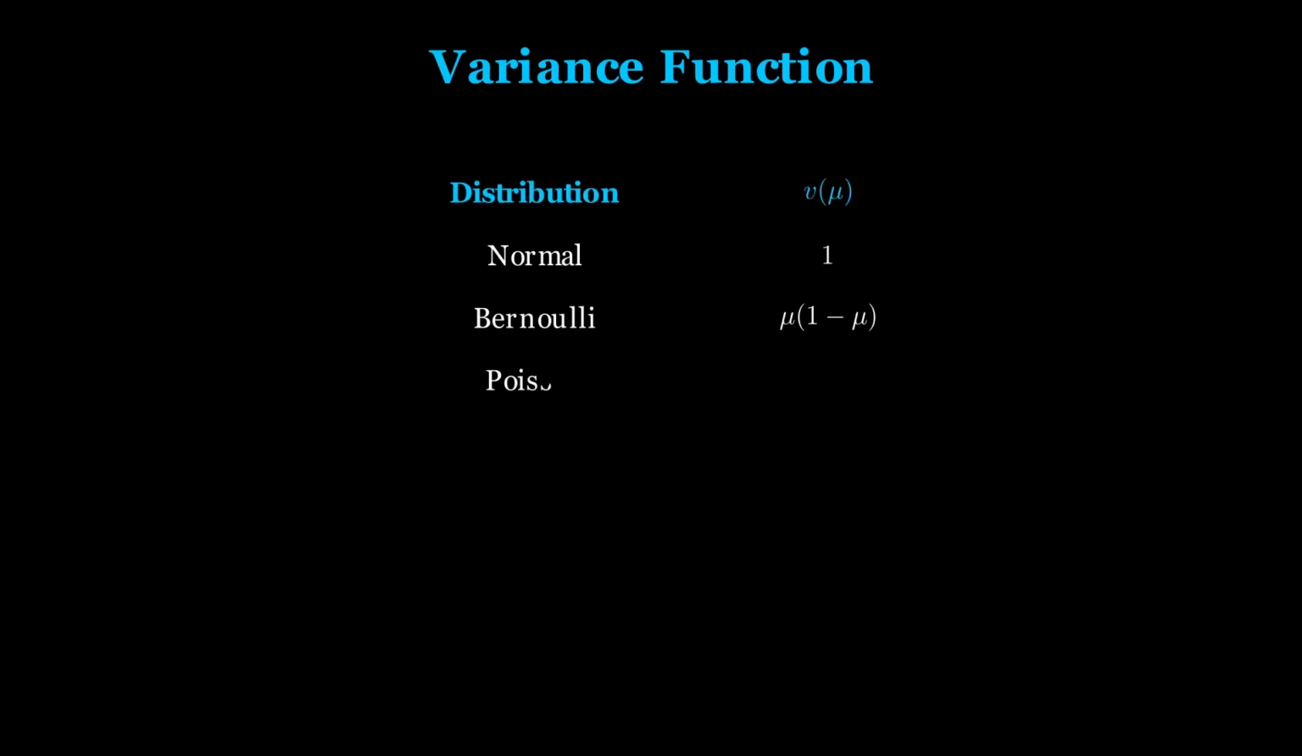The variance function, V of mu, depends on the distribution of the response variable. For a normal distribution, we have constant variance. But notice for Poisson, the variance grows as the mean grows, and for gamma, it grows with the square of the mean.